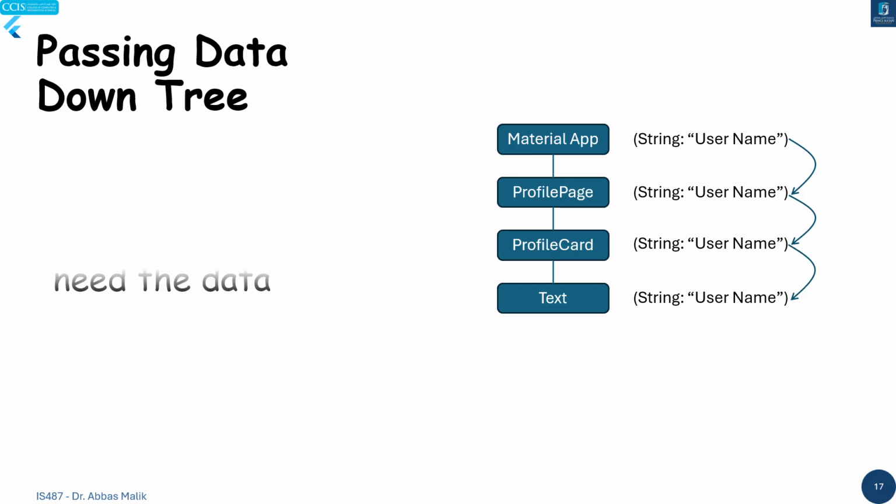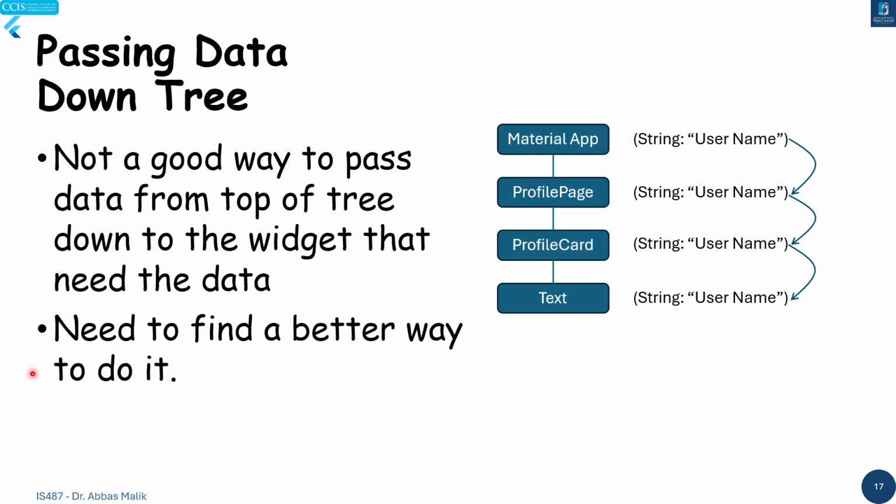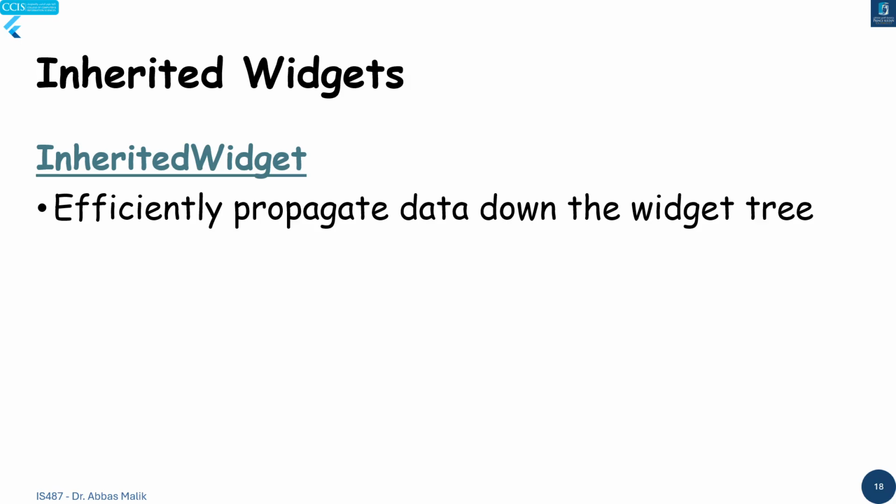But this is not a good way to pass data from the top of the tree down, because every time, inside the constructor of each widget, we need to pass this data from top to bottom, to where it wants to reach. So we need to find another way. The answer to this is the inherited widget, which efficiently propagates data down the widget tree.